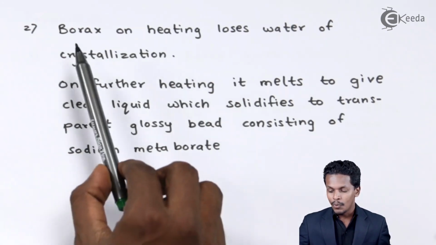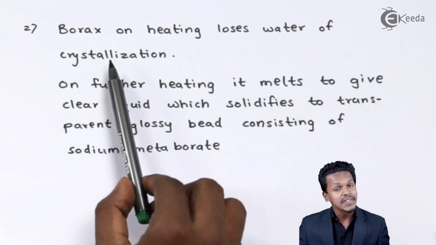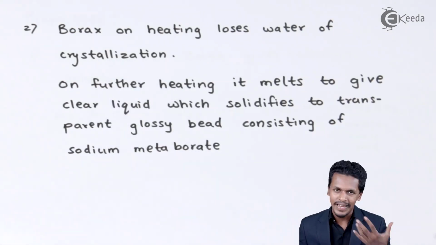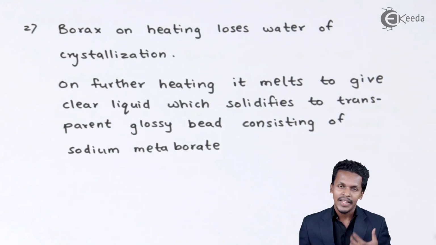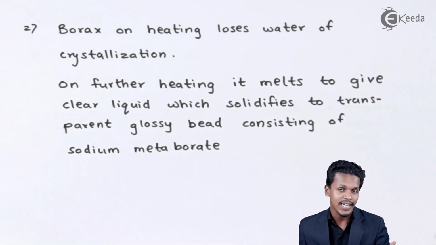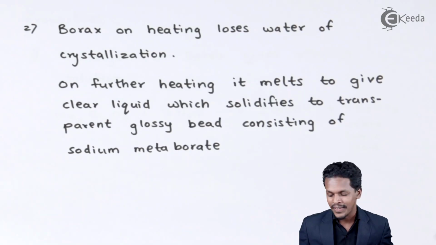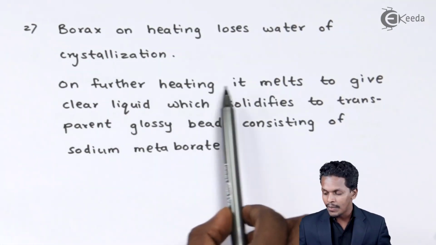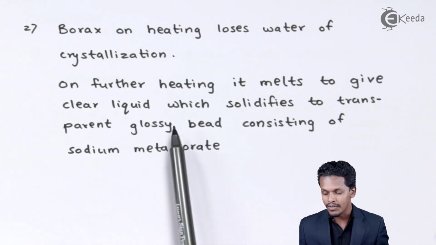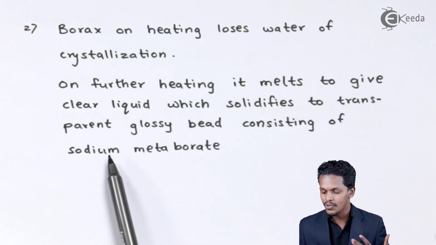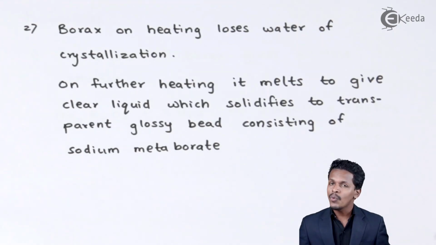Borax on heating loses its water of crystallization. The 10 molecules of H2O associated with borax undergo dehydration, and the substance we obtain is a white fluffy substance, which is borax now turned into anhydrous form. On further heating, it melts to give a clear liquid which solidifies to a transparent glossy bead that consists basically of sodium metaborate.